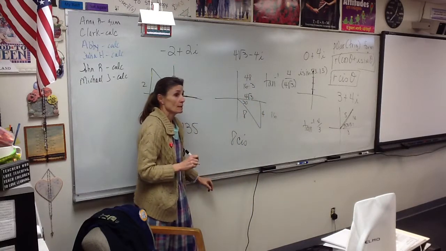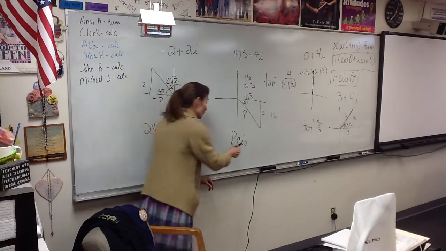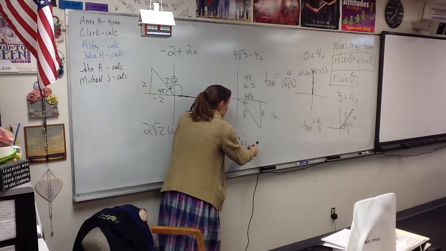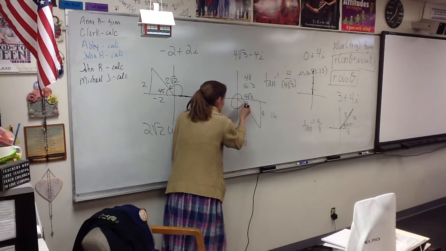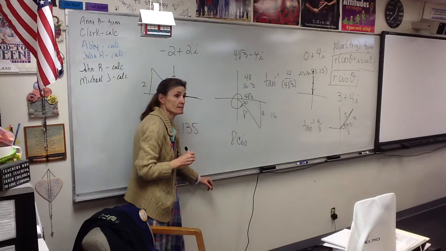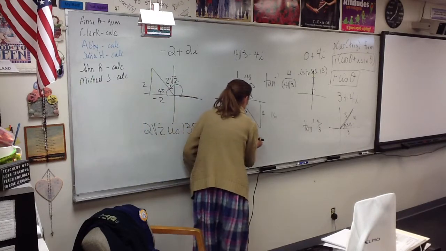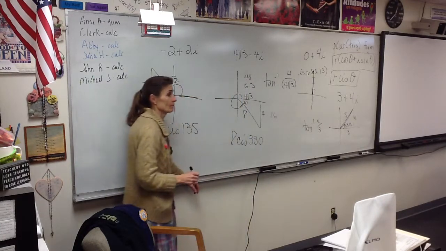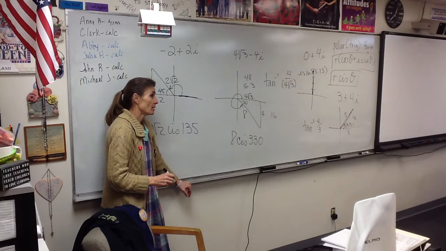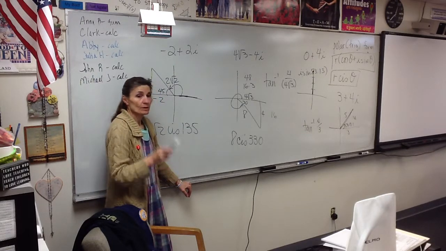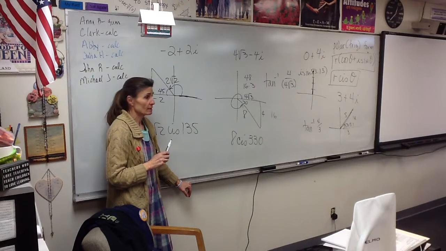But it's not 30. Don't put 30 here. What are you going to put here? This angle, which is 330. How do we get 330? 360 minus 30.